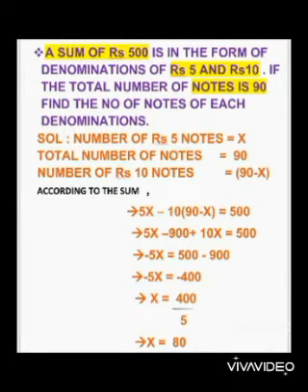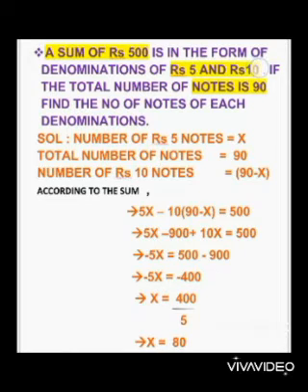A sum of rupees 500 is in the form of denominations of rupees 5 and rupees 10. If the total number of notes is 90, find the number of notes of each denomination. So first let us discuss what they have given in the question. Total amount they have given is 500 rupees, and for 500 rupees the denomination is in the form of 5 rupee notes and 10 rupee notes.